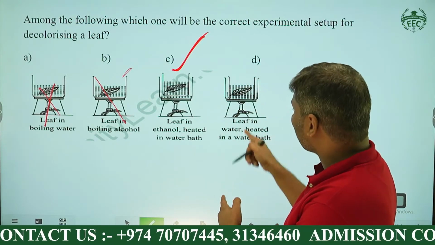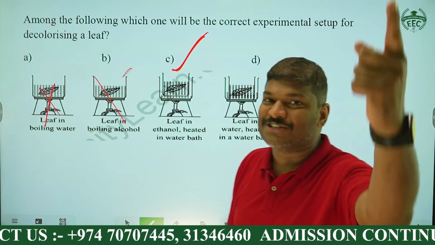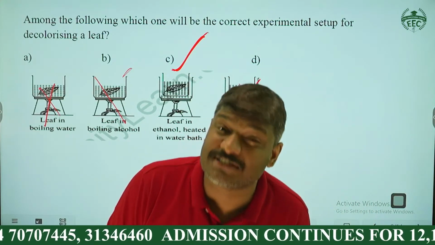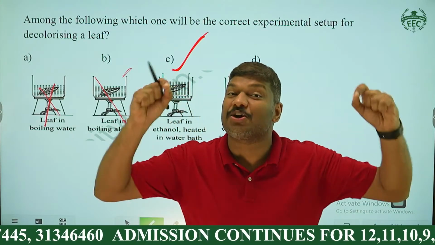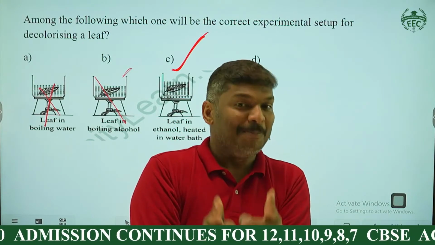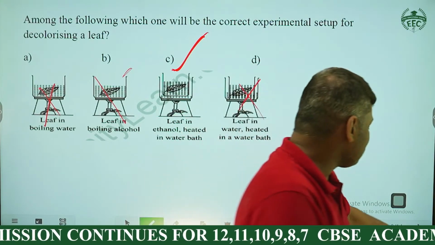Why is this one wrong? Leaf in water and alcohol directly boiled, and this is also wrong. This is one of the previous year board examination questions, my dear student. You can expect such activity oriented questions too. Activities are also important. Okay, next question.